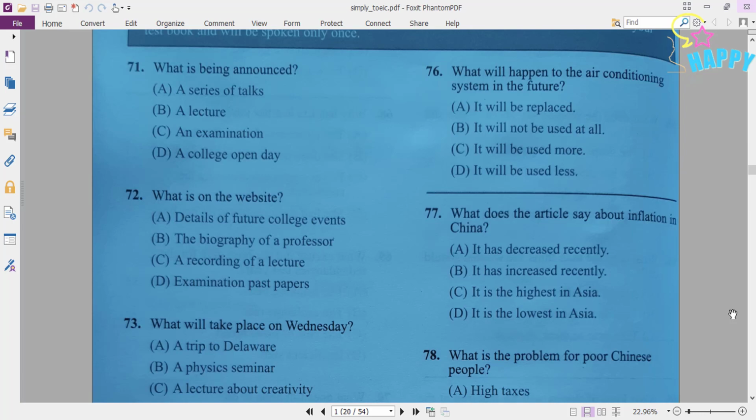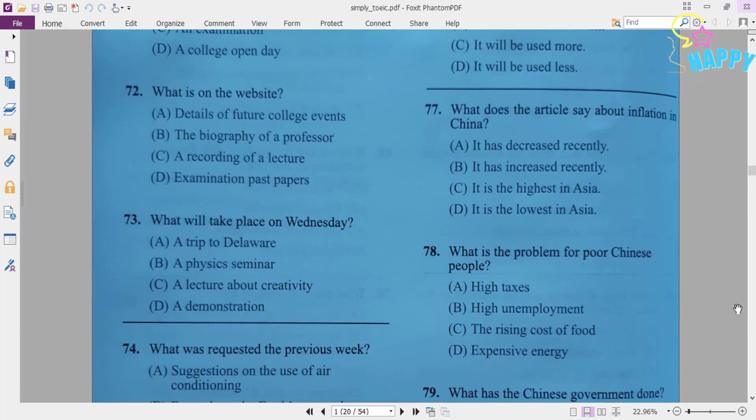Questions 77 through 79 refer to the following news report.